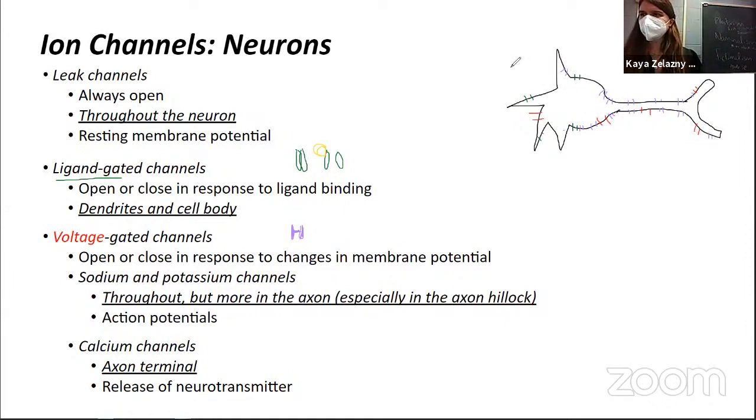Finally, we have a calcium channel. Our calcium channels are another type of voltage-gated channel. We'll have voltage-gated channels that are specific to sodium, potassium, and calcium, and they're all going to work in slightly different ways and look a little different. But the calcium channels are what's going to release our neurotransmitter at the end. So we're going to see them in the axon terminal because they have a special role. Calcium is not going to play a role in our action potential itself, but it is going to trigger the release of our neurotransmitters at the end of this process.